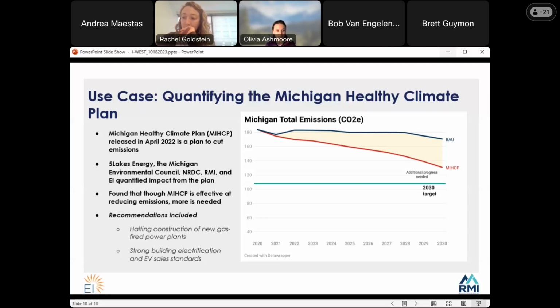A group in Michigan called Five Lakes Energy, as well as the Michigan Environmental Council, NRDC, and RMI, were able to analyze the plan's potential impact. They found that while the plan was very effective, it didn't quite get to its 2030 target. This allowed them to do a gap analysis, and using the EPS, they were able to come up with some recommendations that would close the gap between the plan's impact and the 2030 target.